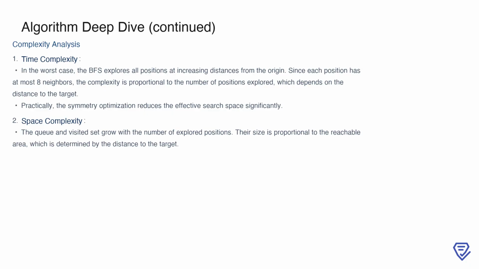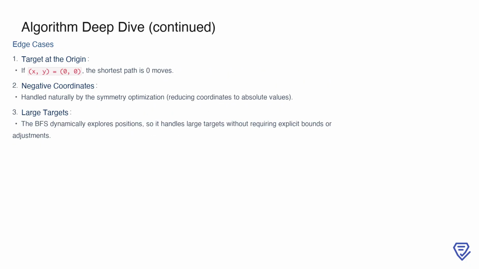For space complexity, the queue and visited set grow proportionally to the number of explored positions. These data structures store information about the reachable area, which is determined by the target's distance. While both time and space complexity depend on the target's location, the algorithm remains efficient due to the dynamic and systematic nature of BFS. Finally, it is important to consider several edge cases to ensure the algorithm handles all scenarios correctly.